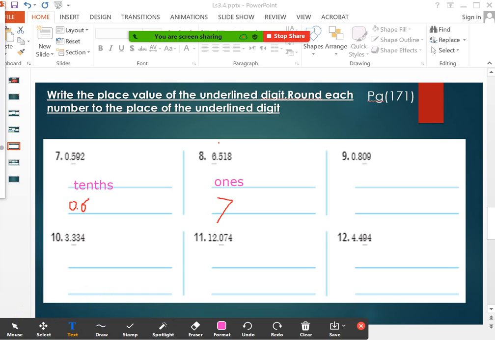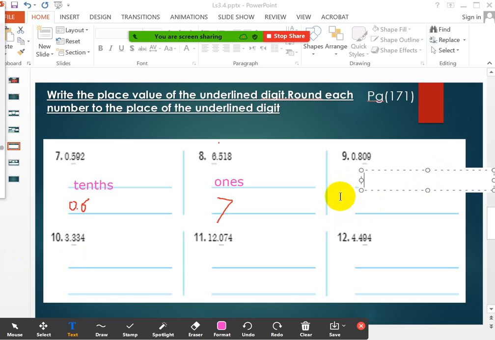Shaden. Welcome, Shaden. I want you to give me right here the underlined digit, please. Shaden, open your mic. Shaden, open your mic. Okay, open your mic, Shaden. Okay, let's see Rinad. Rinad, open your mic, dear.